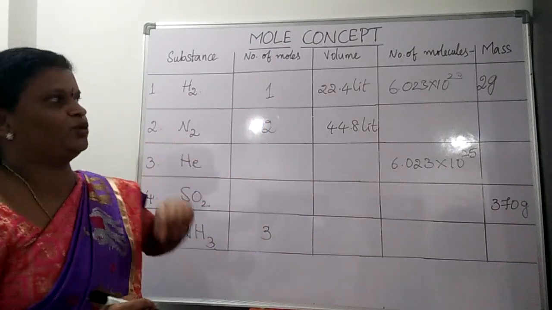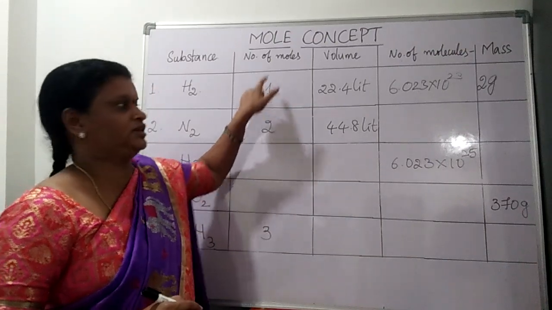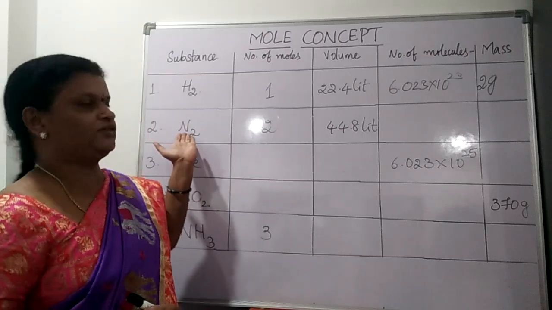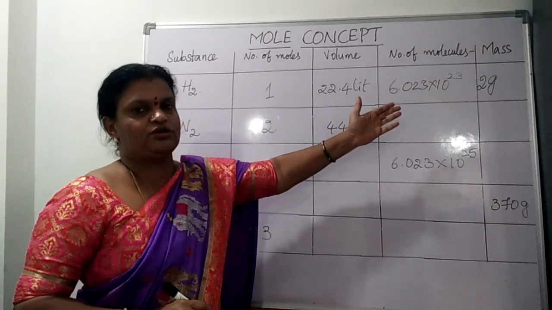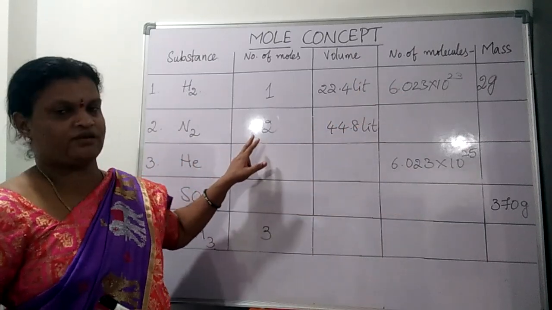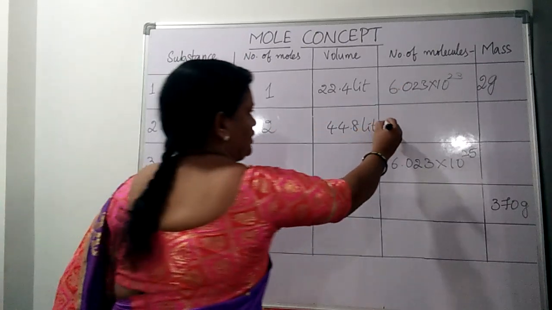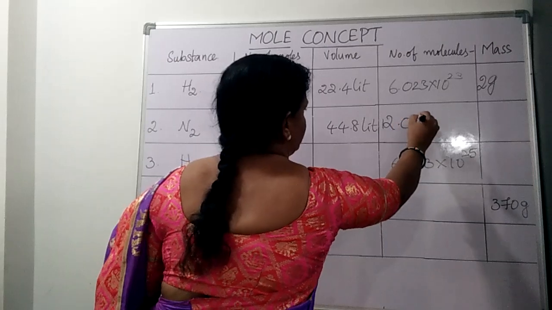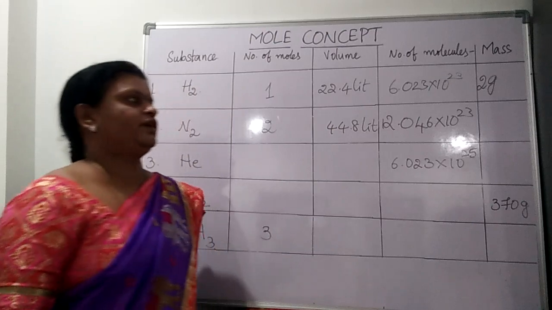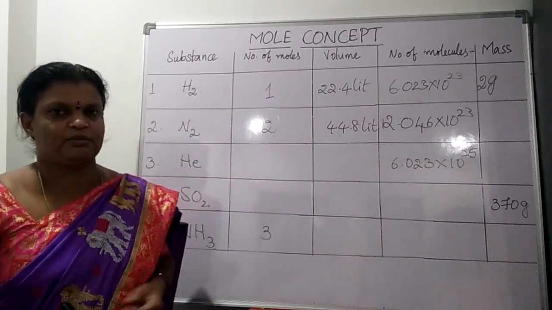Then what about the number of molecules? We know that 1 mole of any substance contains 6.023 into 10 power 23 particles. Here, as it is given molecules, you can say 6.023 into 10 power 23 molecules are present if it is 1 mole. But here 2 moles are given. So what can we write? 2 into this number. So it becomes 12.046 into 10 power 23, or we can write 1.2046 into 10 power 24. Any number we can write.